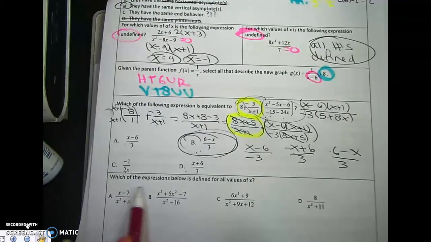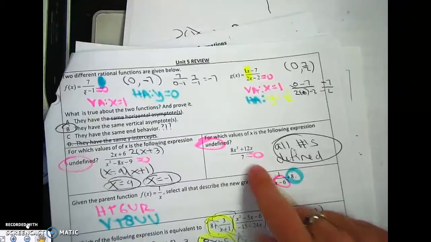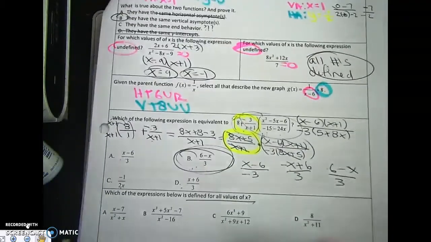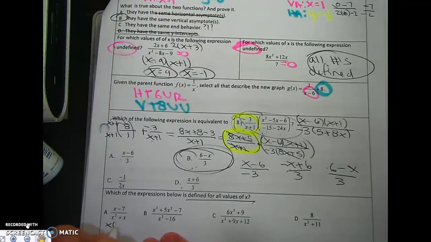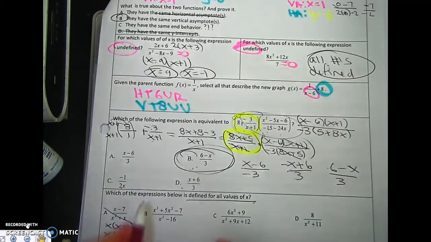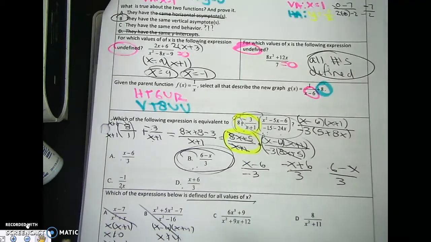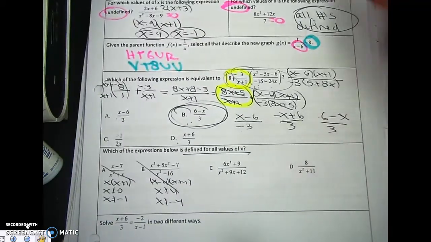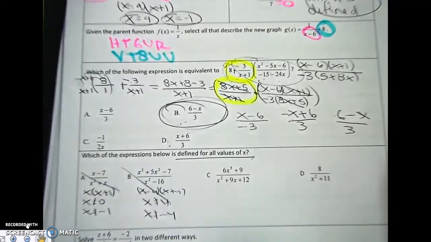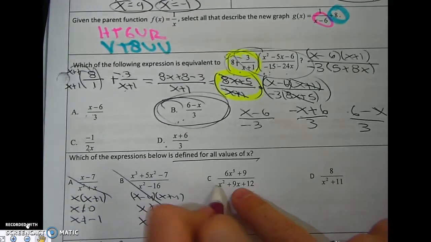So it says, which of the expressions below is defined for all values? So when they're asking for all values, they're asking for something that looks like this. So let's start. X plus 1, which means x can equal 0 and x can equal -1. So that one's out. X minus 4, x plus 4, so x can equal 4 and x can equal -4, so it has undefined values. I'm sorry, that one's out.